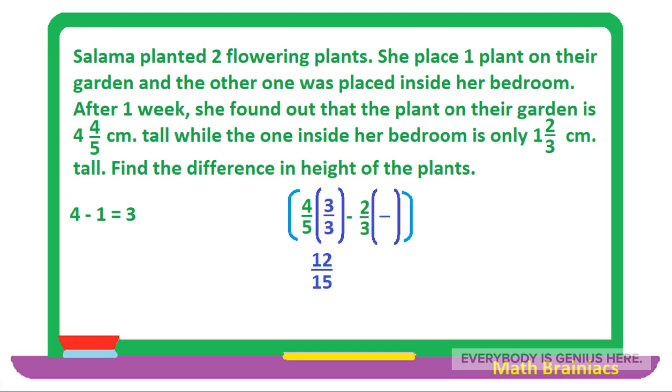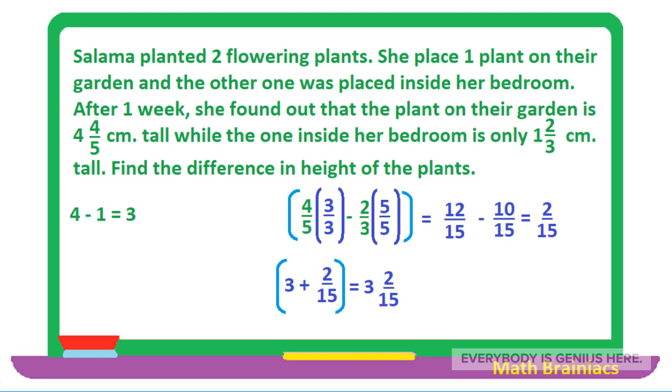We are going to look now for the factor of the second fraction to make the denominators equivalent to 15. So we are going to multiply 2/3 by 5/5. 2 times 5 will give us 10, and 3 times 5 will give us 15. In this regard, the denominators now are the same. We can subtract 10 from 12, and it will give us 2. Therefore, our fraction is 2/15. We can add now the difference from the whole number and the fraction, which will give us 3 plus 2/15, and the result is 3 and 2/15. It is easy, right?